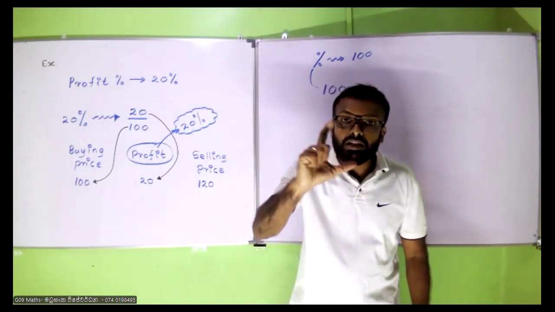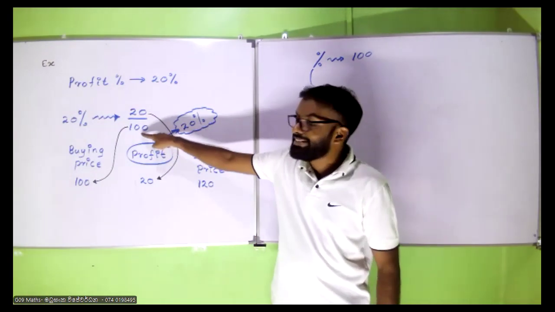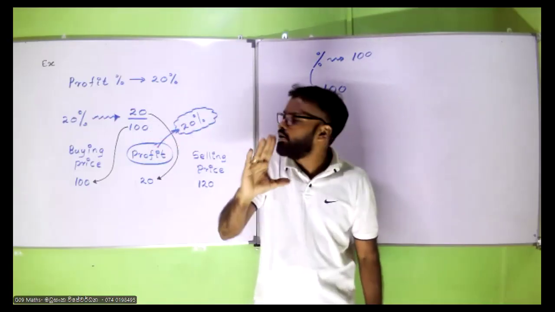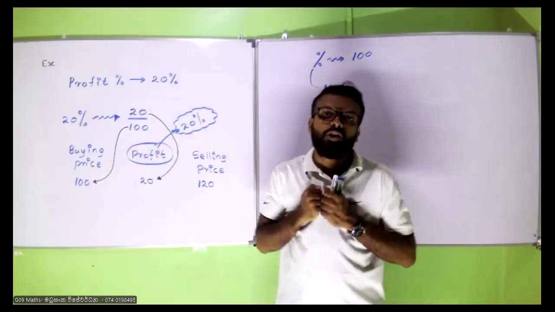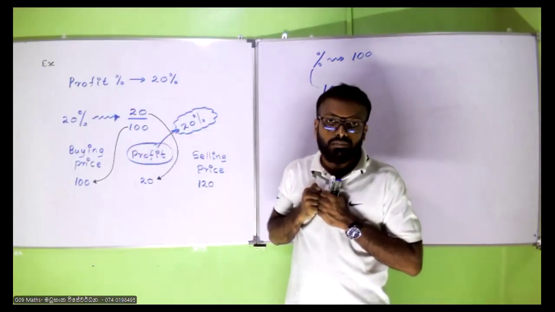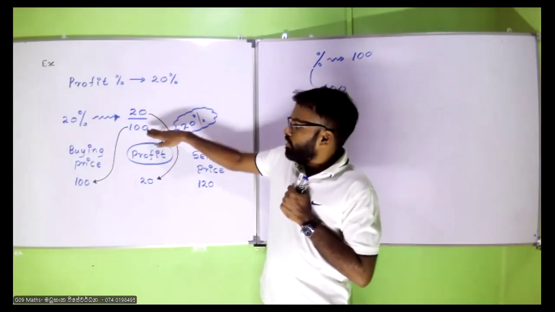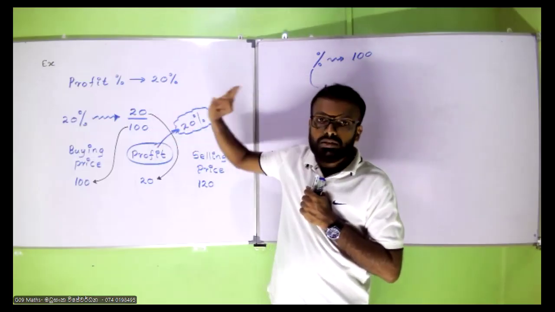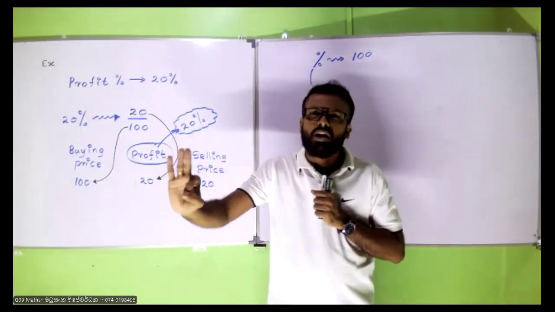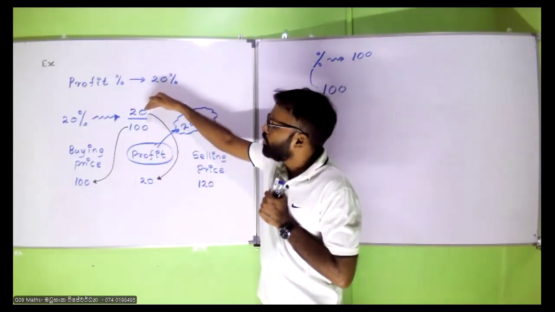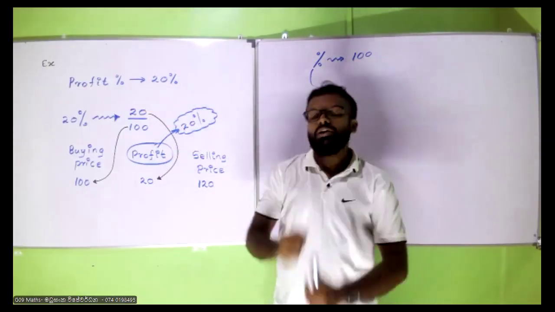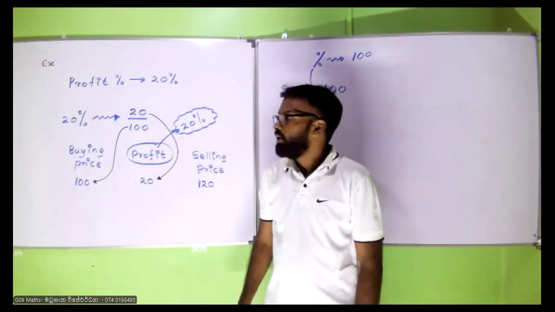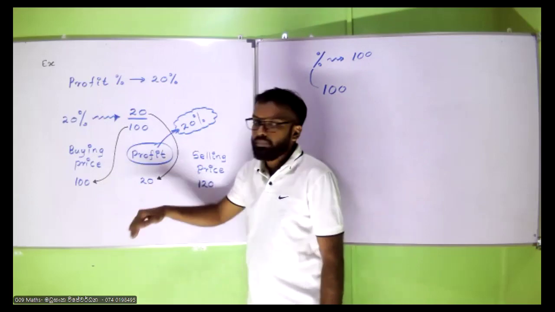So when you are selling an item, for each and every 100 rupees, you are keeping 20 rupees with you. That is your profit. Correct? When you are selling an item for a particular price, for each and every 100 rupees, you are going to keep 20 rupees with you. That is your profit. That is the meaning of this. Please write this.